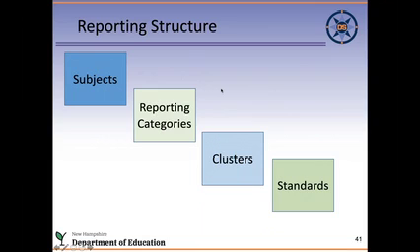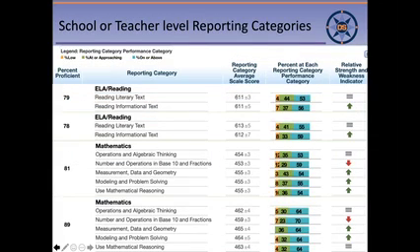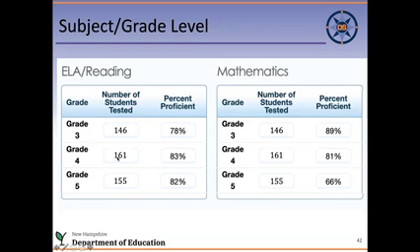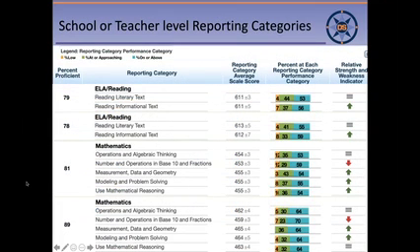And again, this is the reporting structure that you'll get. You can get all the way down to standards on the ORS. And you'll start like this. When you first log in, if you have access to a school, you will get this. If you have access to a district, you'll have more than this, but if it's just a school, you will get something like this if it's an elementary school. Number of students, percent proficient. And to go further, you click on one. So if I want to go into a little more detail, I can click on grade 4 math right there. This will give me the detail of all the reporting categories.